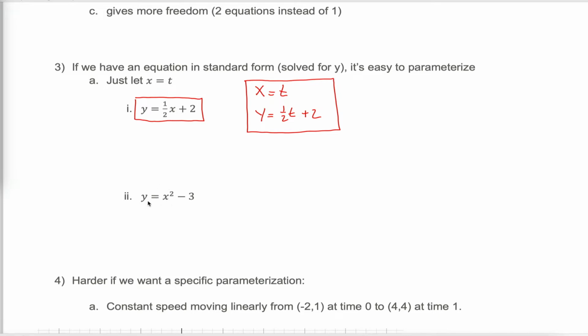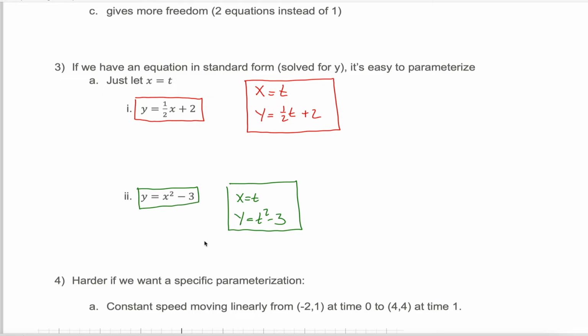Same logic down here. If we wanted to parameterize y equals x squared minus 3, one way to do it is to let x be equal to t, and then y could just be equal to t squared minus 3. Parameterizing a curve that's solved for one of your variables is really easy. Just set the other variable equal to your parameter, t, and substitute in to get the other equation. And you're like, all right, cool, that was super easy.